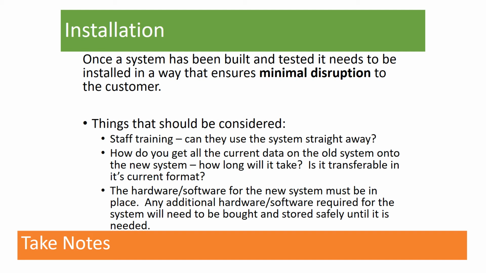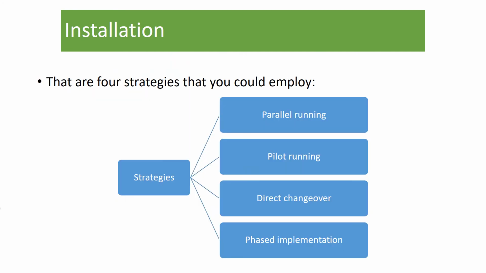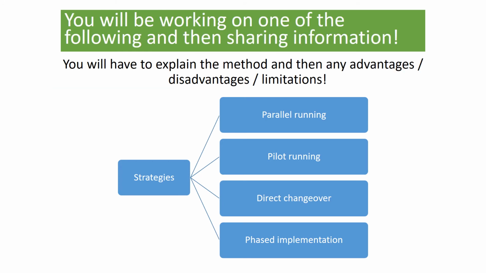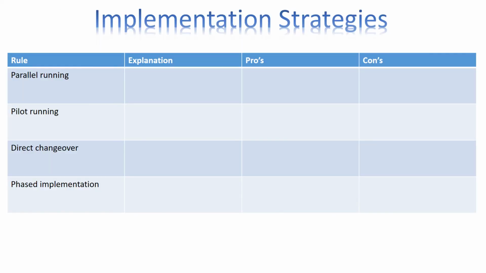And any software or hardware which needs to be installed needs to be purchased and installed. So there are 4 different ways that we can do this: parallel running, pilot running, direct changeover, or phased implementation. You're going to pick a specialism and then explain it in your workbooks. Think about what it actually is, the pros, cons, and any limitations. Once you've completed your section, everybody else in the class will be presenting theirs.